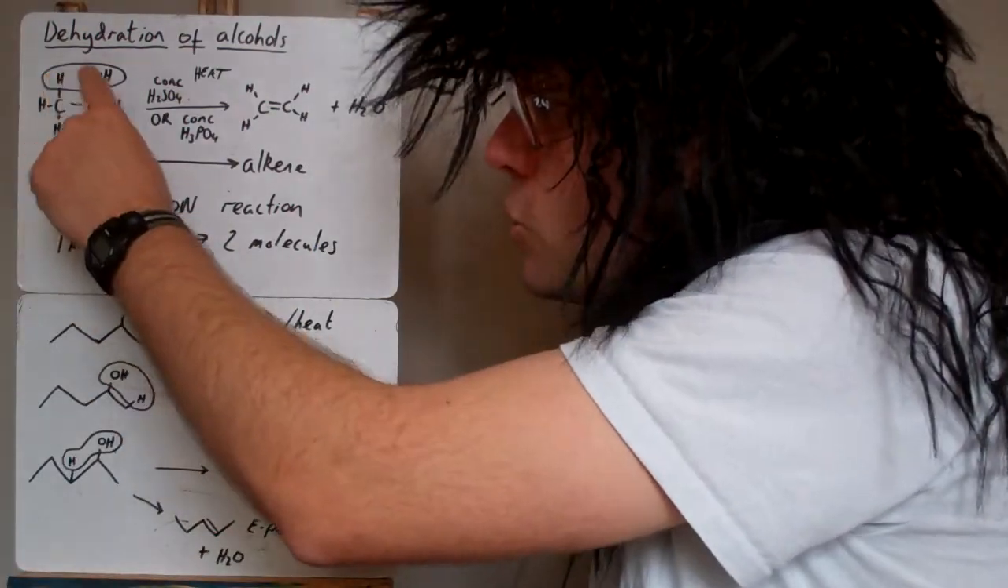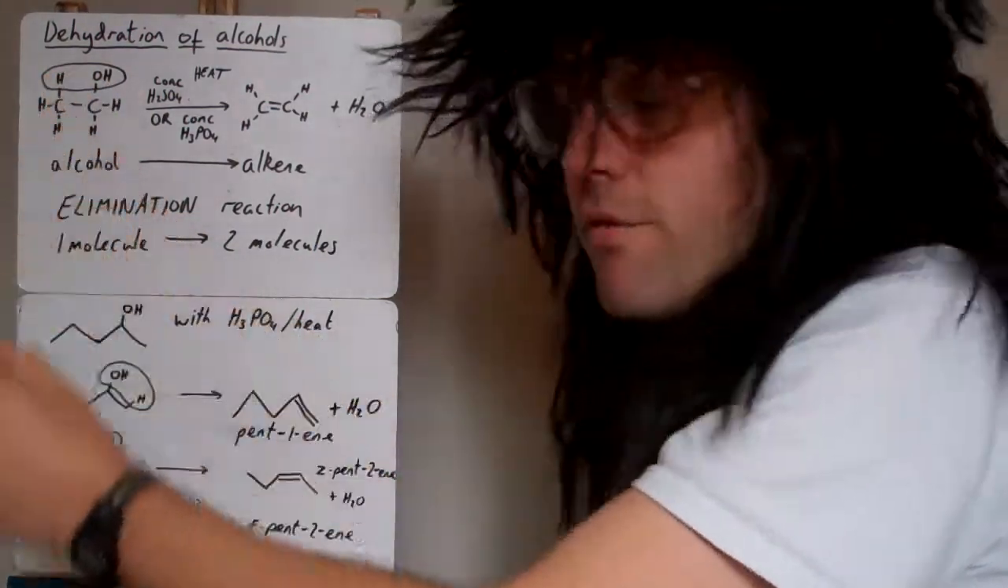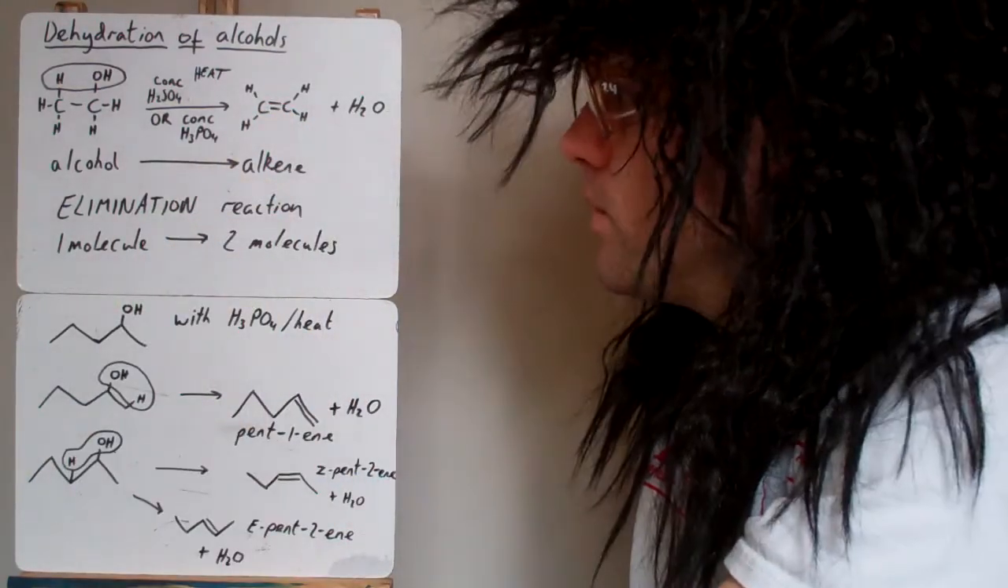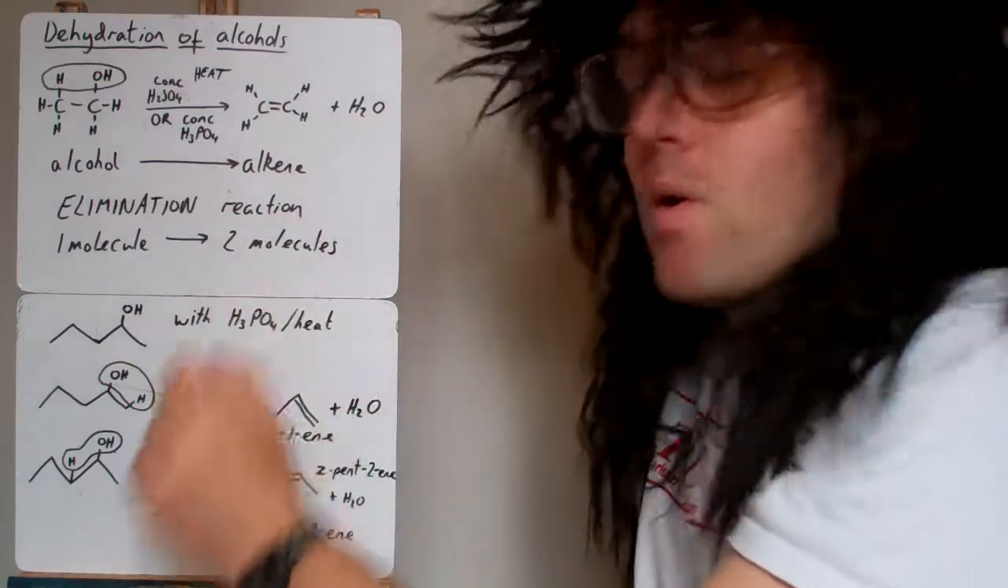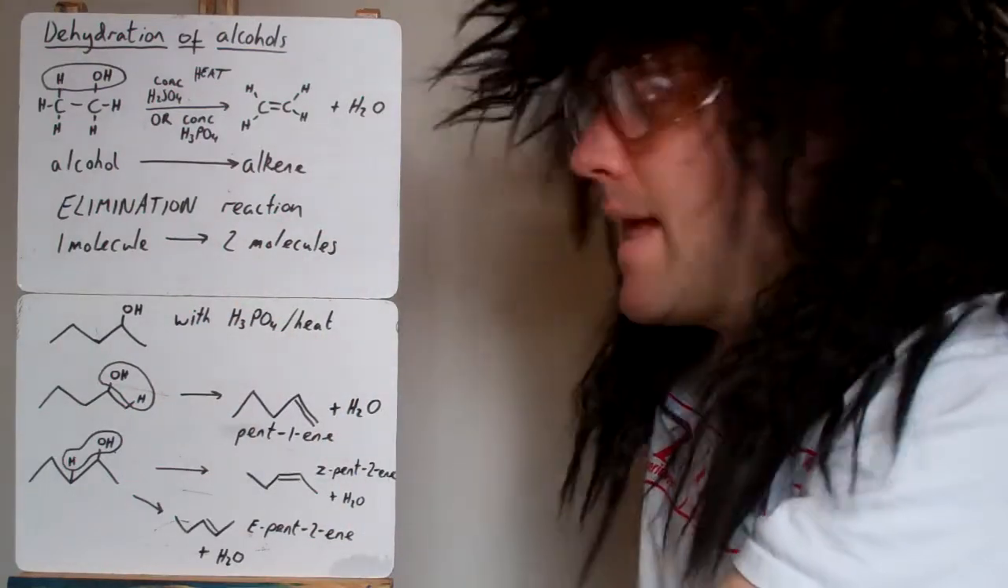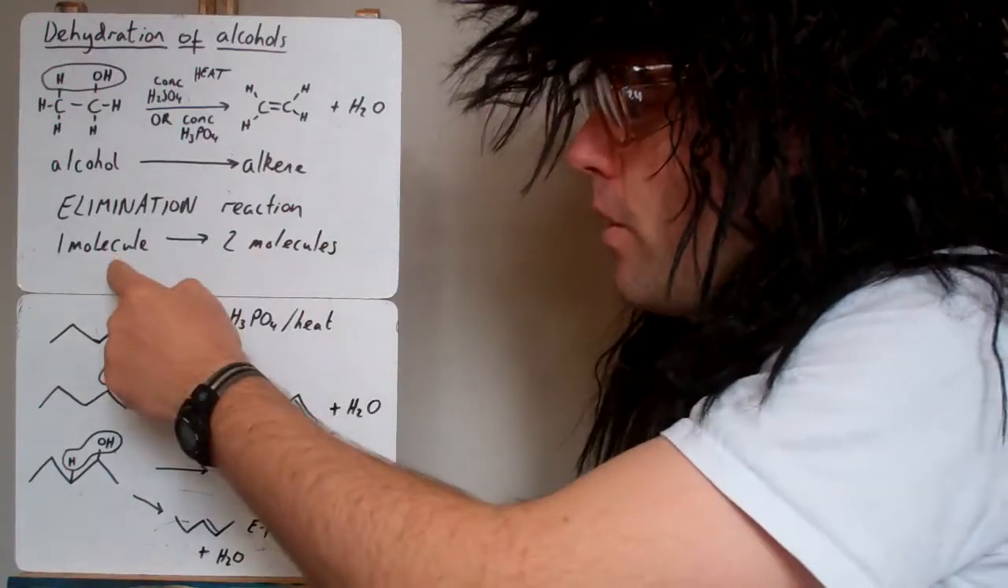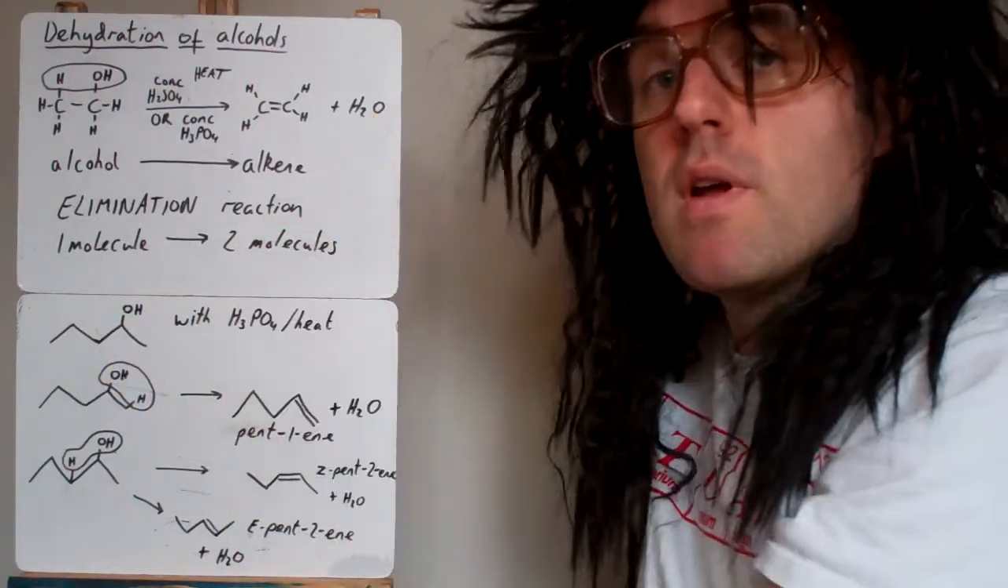You take out that hydrogen, that OH, these carbons would only have 3 bonds, so we get a double bond in between, so they have 4 bonds. Okay, so you go from an alcohol to an alkene. This is an elimination reaction because something's been removed from the molecule. We start off with 1 molecule and we end up with 2 because we're removing H2O.